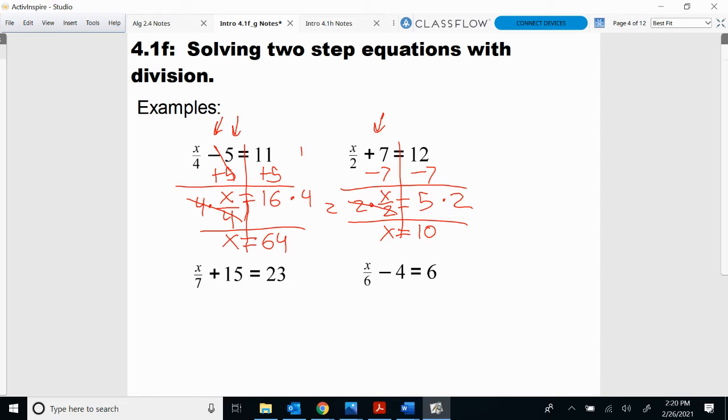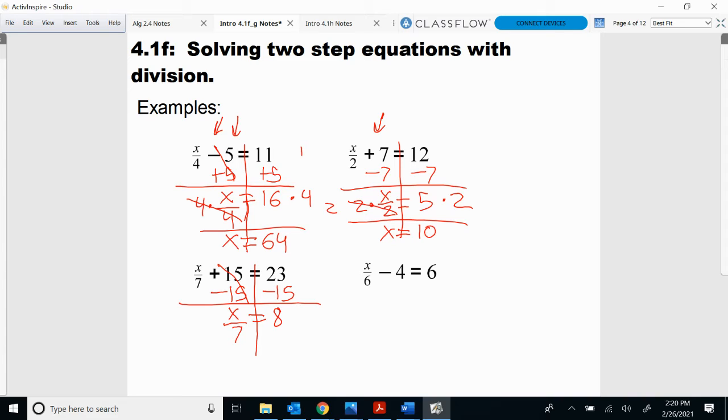So here we got x divided by 7 plus 15 equals 23. So we're going to cancel out plus 15 by going minus 15. Okay, so that will make our 15s cancel out. And then we're going to be left with 23 minus 15 is going to get us 8. Bring down your equal sign and your x divided by 7.